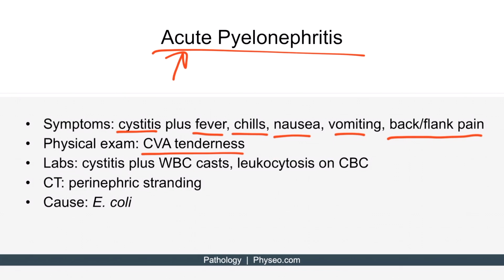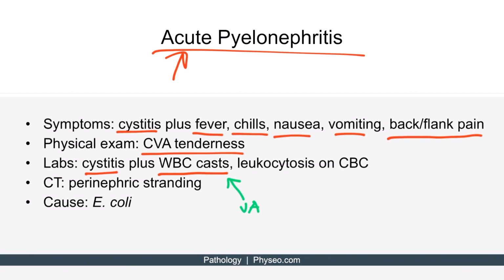Lab findings are similar to those found in cystitis. However, patients may also have white blood cell casts. White blood cell casts form as a response to the inflammatory reaction to an infection within the kidney. As more cells respond to the infection, they slough off into the urine as white blood cell casts. And what lab do you find this on? The one in which you're using a microscope, so a urinalysis.